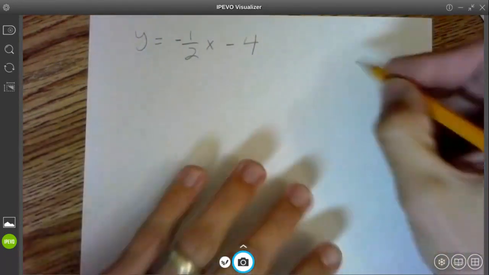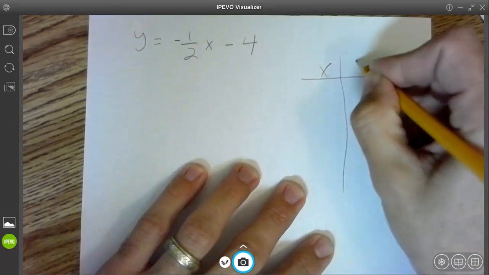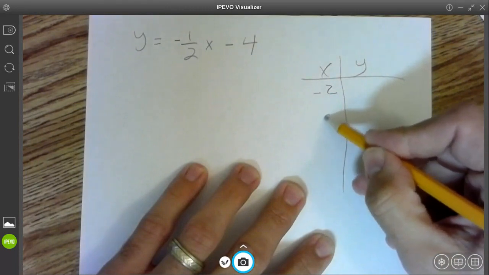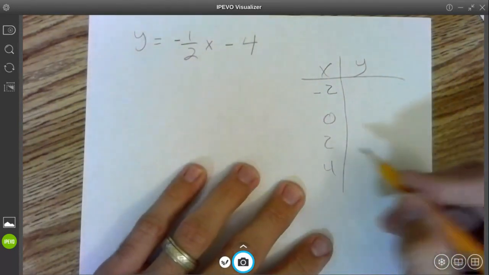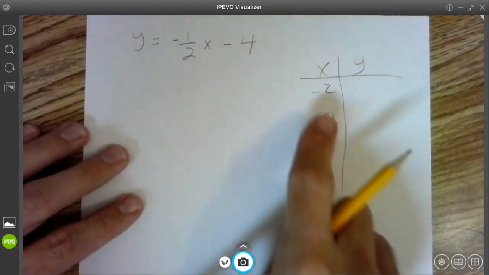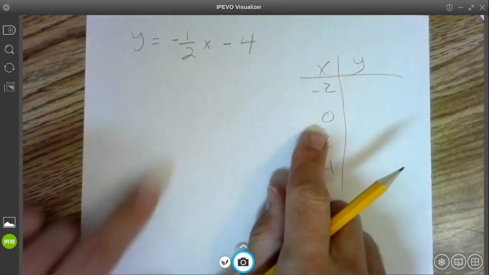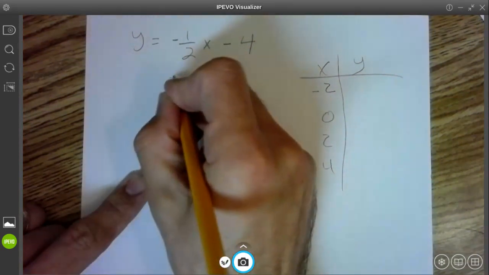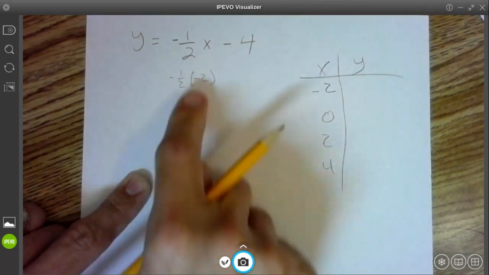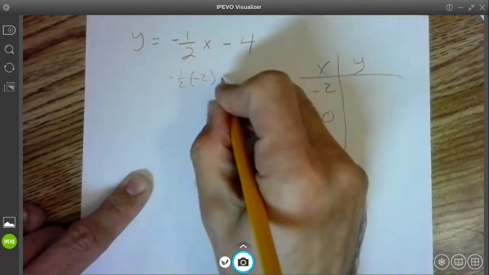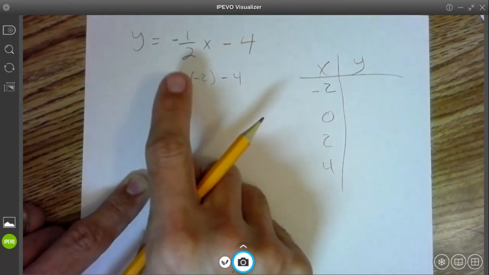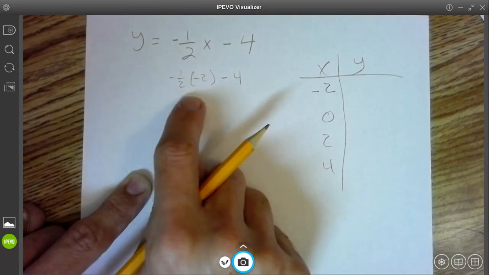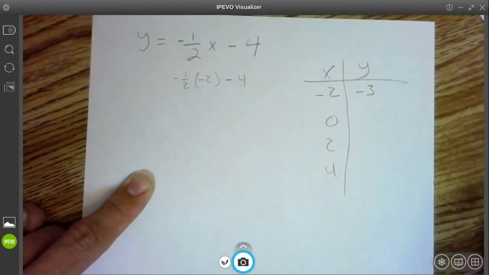All right, I'll make a t-table. X, Y. I'm gonna do even numbers this time. -2, 0, 2, and 4. The reason I'm doing even numbers is because I'm halving it. So let's plug in -2 for x. So you'd have -1/2 times -2. Well, a negative and a negative is positive. So now you're going to think of 1/2 times 2. Well, 1/2 of 2 is equal to 1. And then 1 minus 4, -3.